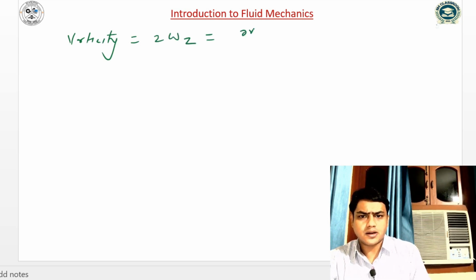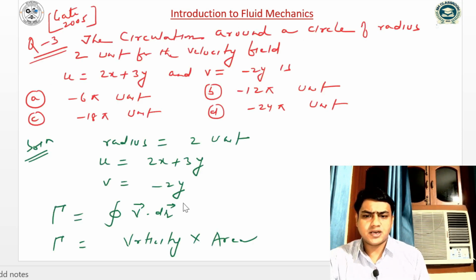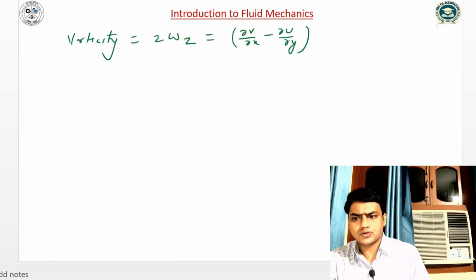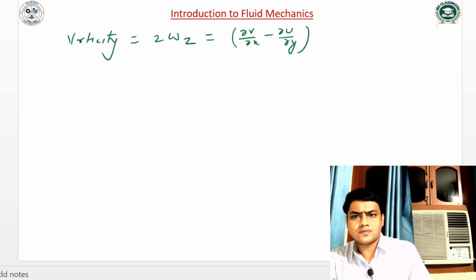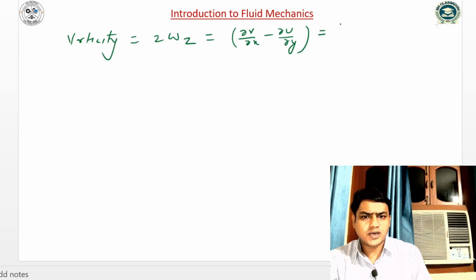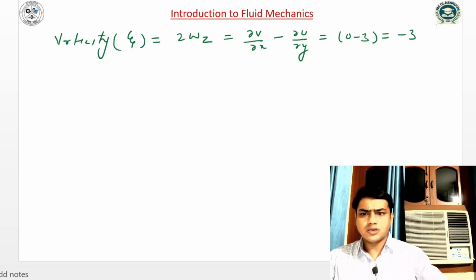So it will be del v by del x minus del u by del y is the vorticity. What will be the value of del v by del x? So del v by del x is 0 and del u by del y is 3. So if I put the value of del v by del x as 0, minus 3, it will be minus 3.